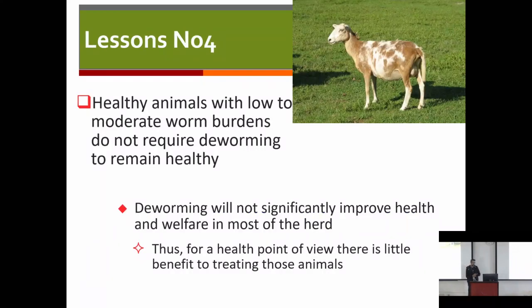Okay, so lesson number 4. Healthy animals with low to moderate worm burdens do not require deworming, because deworming does not improve the health and welfare of these animals in the herd, because they are already healthy animals. So think about how you can select those animals that need treatment. From the health point of view, there is little benefit in treating animals who have a low or moderate worm infection, right? So this is a very important lesson once you start thinking about control strategies as well as treatment strategies. So these lessons are really important for you.